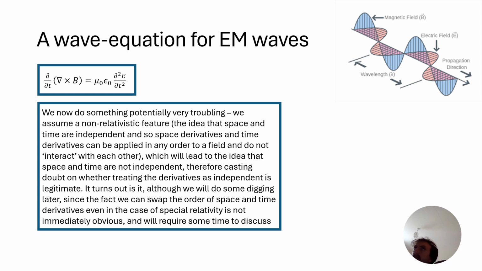Now, the paradox really is that by assuming this, we'll end up with a wave equation which will tell us that the speed of light is a universal constant, but that very statement that the speed of light is a universal constant itself indicates that time and space are intertwined, thus bringing into question whether we can actually do this switching of the time derivative and the curl in the first place, i.e. whether the curl and time derivative are indeed independent operations.